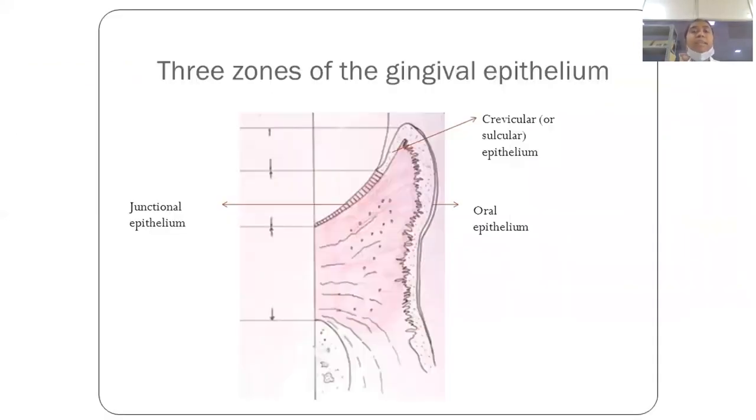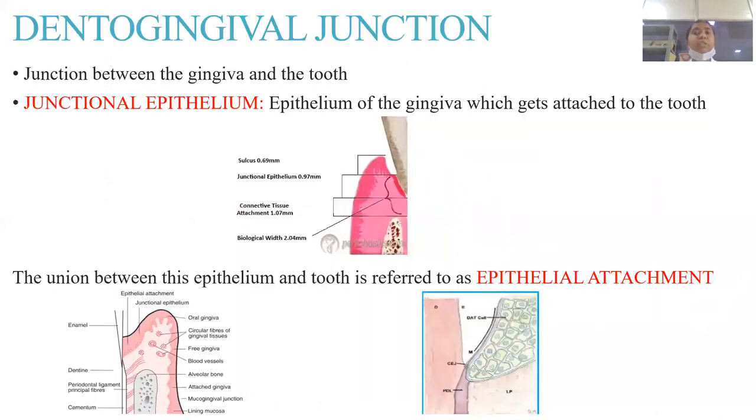Three zones of the gingival epithelium. This is a very important point under this topic. The three important zones of gingival epithelium are the oral epithelium, crevicular or sulcular epithelium, and junctional epithelium. These types of epithelium can be seen in this picture. Then comes the dentogingival junction. It is the junction between the gingiva and the tooth. Junctional epithelium is the epithelium of the gingiva which attaches at the junction. The union between this epithelium and the tooth is referred to as epithelial attachment.